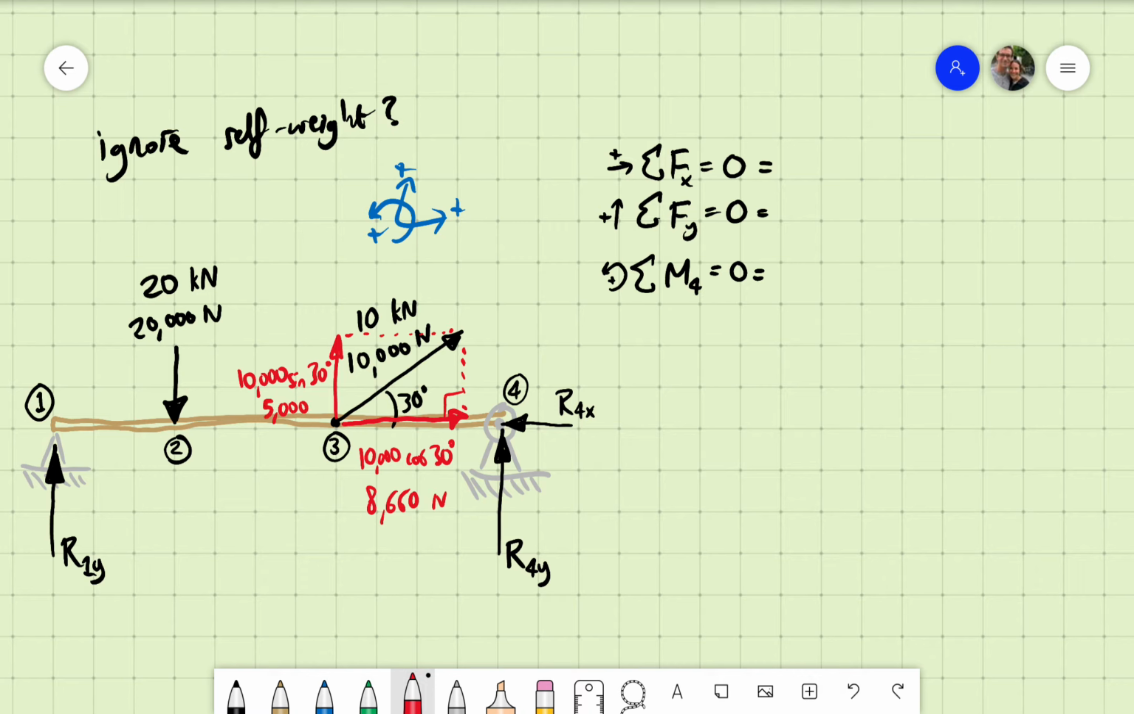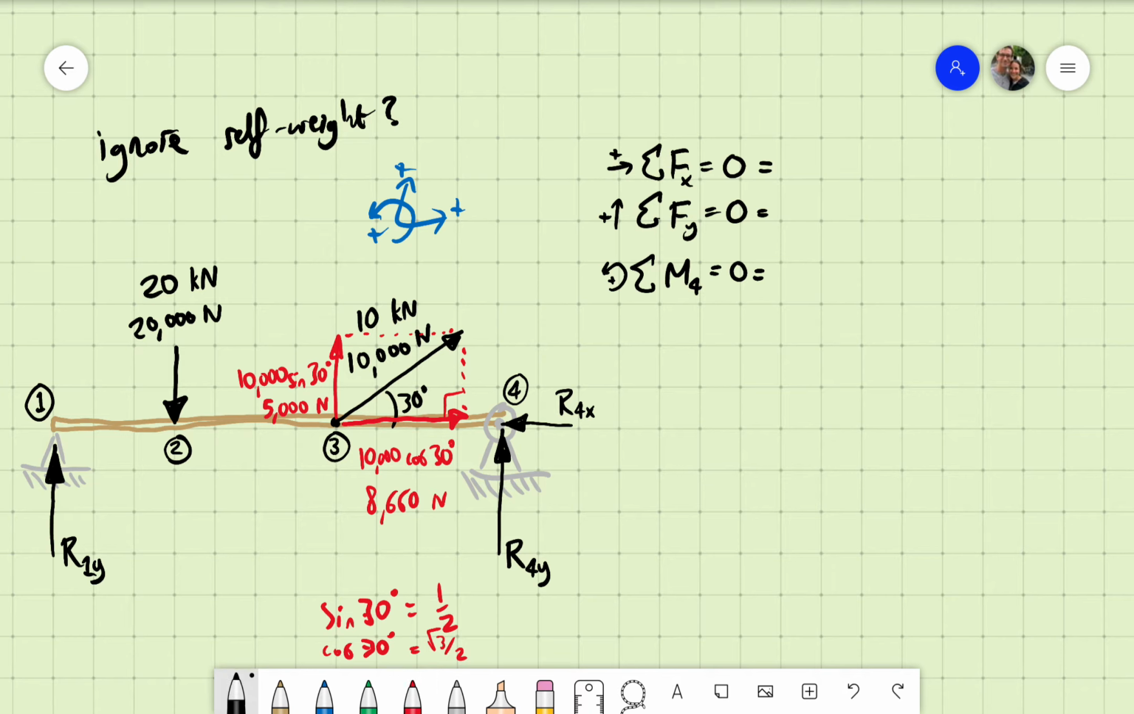The reason for that is that sine of 30 degrees is equal to 1/2. Don't ever forget that, folks. Cosine of 30 degrees is always equal to root 3 on 2. That's root 3 on 2 times 10,000 gave us the 8,660. Don't ever forget them. Okay, so now I think we're actually ready to sum up all the forces horizontally, vertically, as well as the moments.